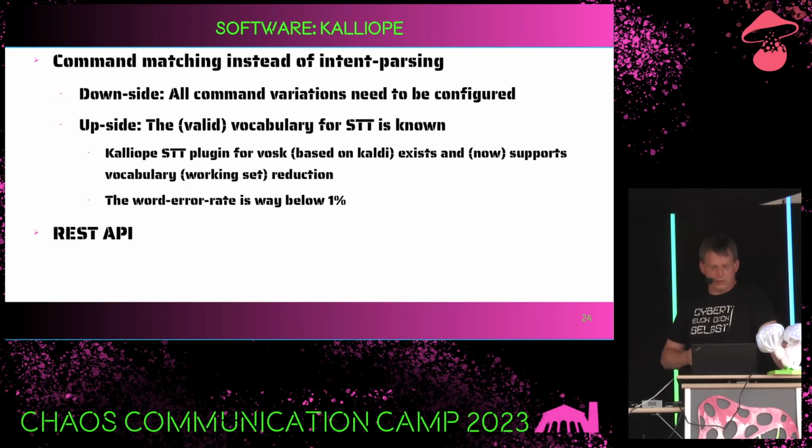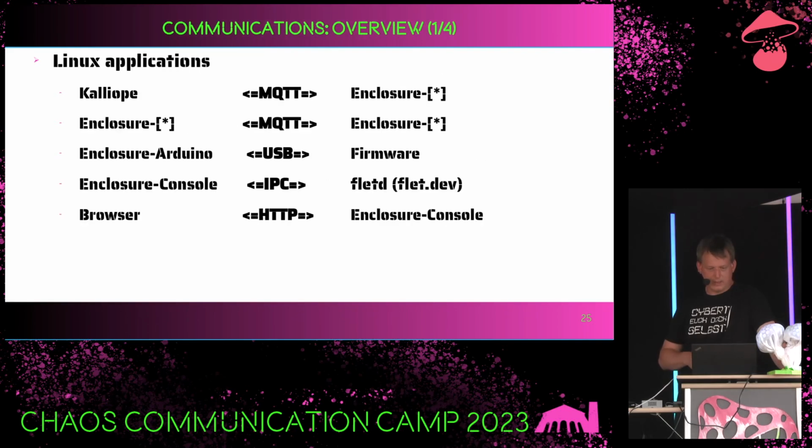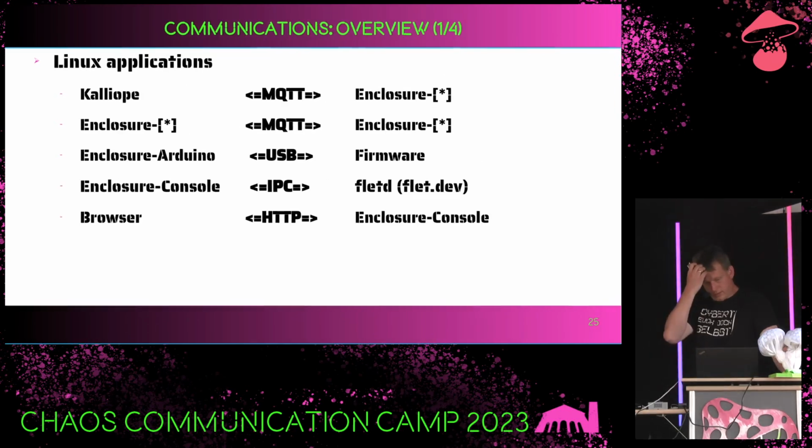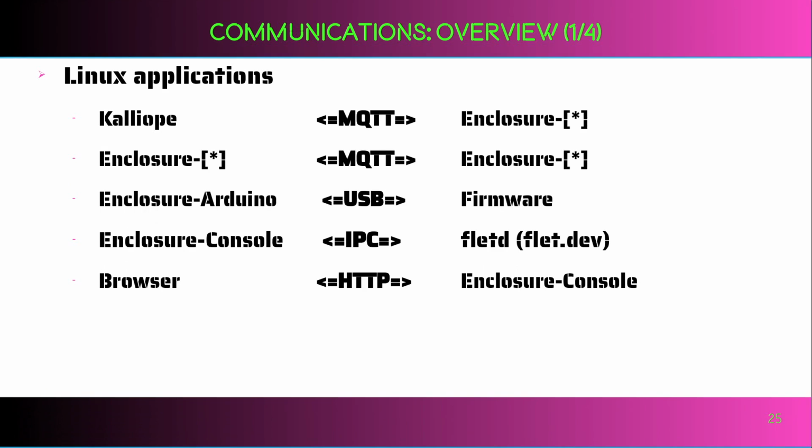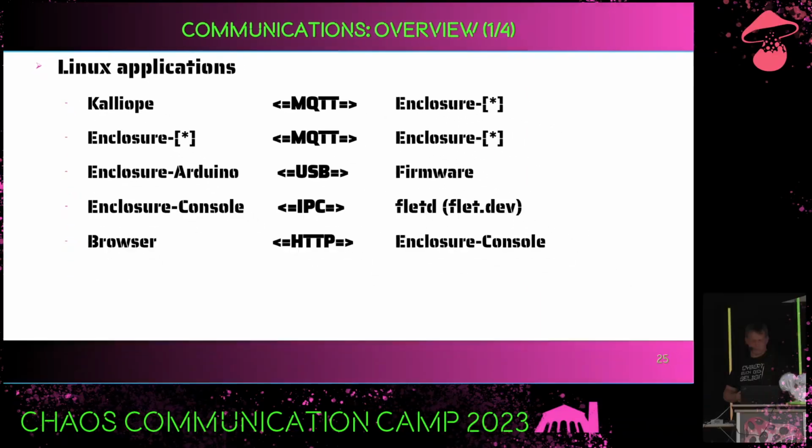So Calliope also has a REST API, and all these components talk to each other, essentially using MQTT for the different processes. USB, I already said, is for talking to the Arduino controller. The web interface for configuration is done using Flatpak, so it talks to the Flatpak daemon, that's IPC, and the browser, of course, talks to the front end that is the console.